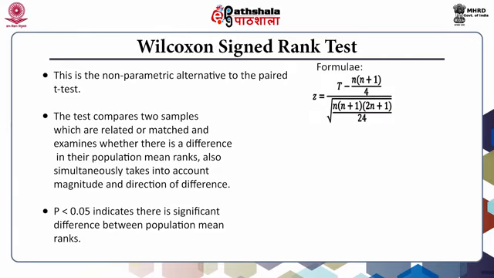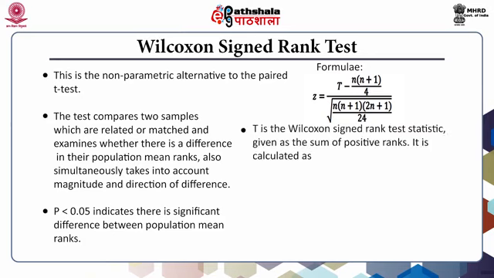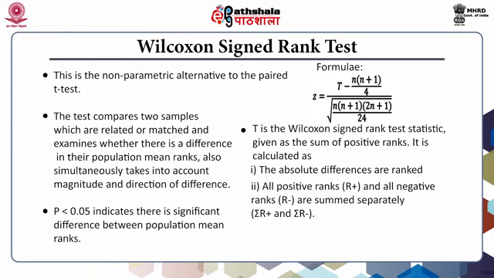In the formula given alongside, T is the Wilcoxon signed rank test statistic given as the sum of positive ranks. It is calculated as follows: the absolute differences are first ranked, all positive ranks R plus and negative ranks R minus are summed separately. The smaller of these two sums in the absolute value is given as T.